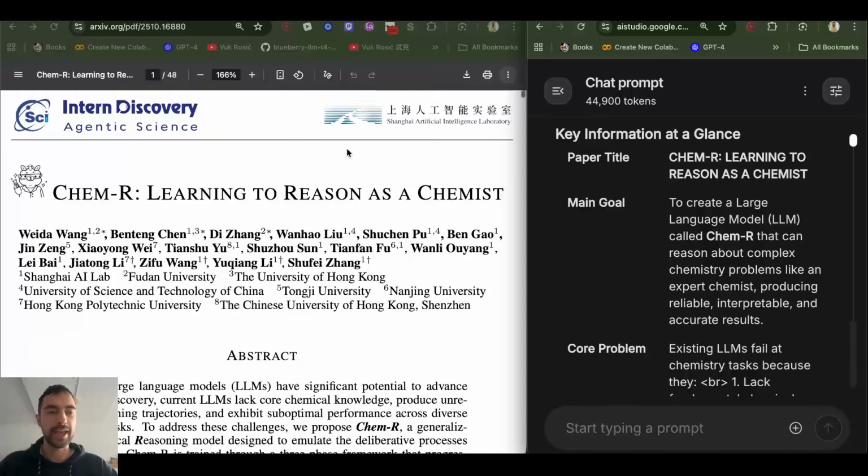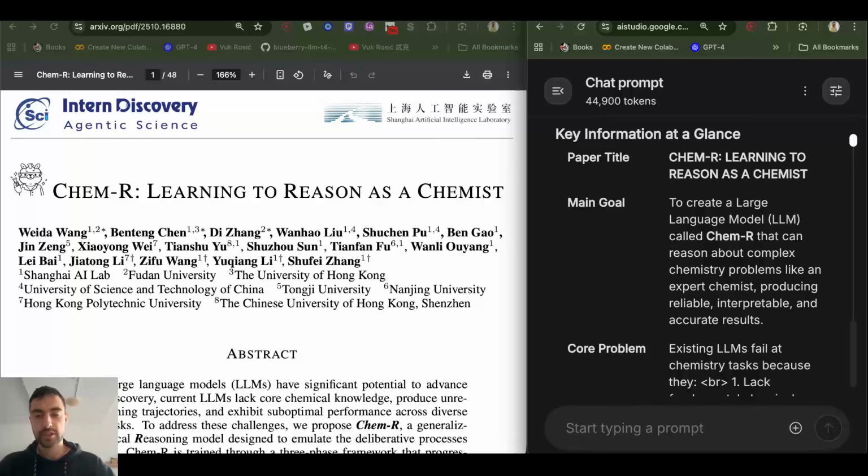ChemR is a large language model for chemistry. Large language models have very adaptable base transformers. Transformers will learn whatever you teach them. So we need to use specialized data and ways of teaching to create a better chemistry large language model than just using the global internet data.